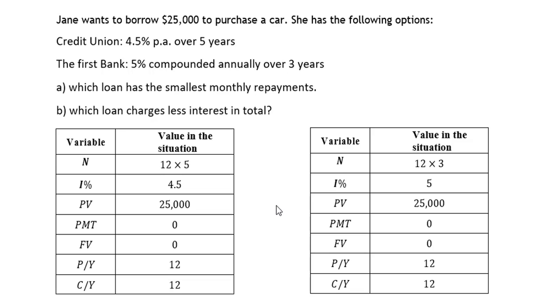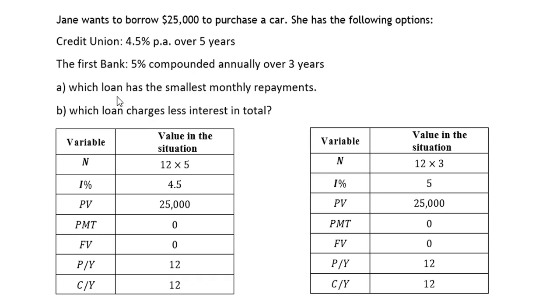Now let's go to guided practice 3. Jean wants to borrow $25,000 to purchase a car. She has the following options. Credit Union Bank offers 4.5% p.a. over 5 years. First Bank offers 5% compounded annually over 3 years.